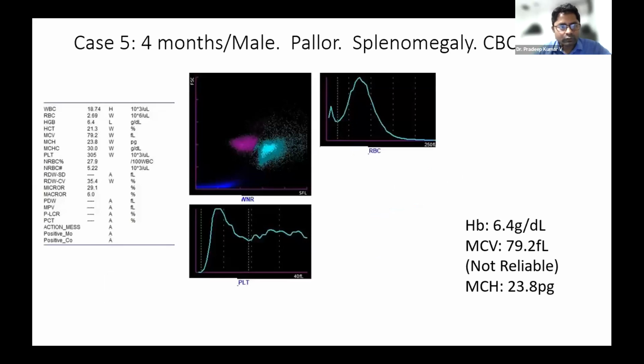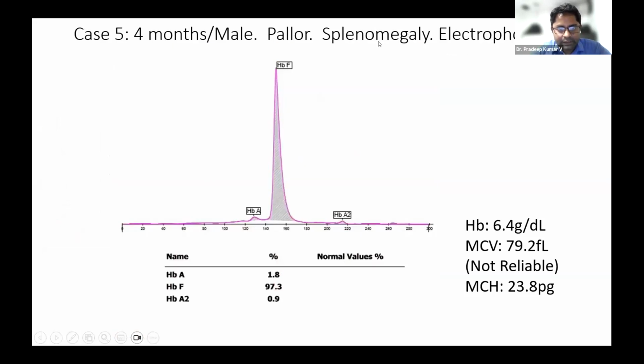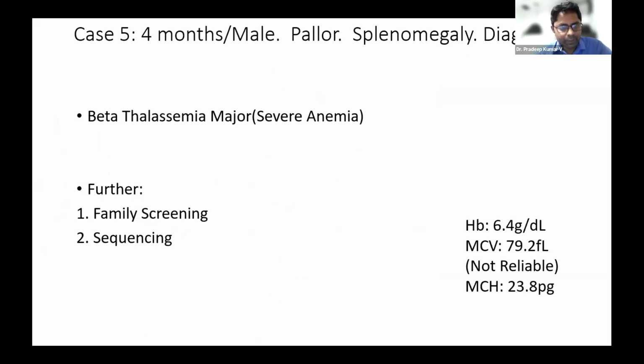So coming to another case, at 4 months, there is a transfusion-dependent anemia, and NRBCs are present. Look at the smear, there's a lot of poikilocytosis, with NRBCs here again. This is HbF being elevated. So this is a straightforward case of beta thalassemia major, a homozygous state is what we would say.